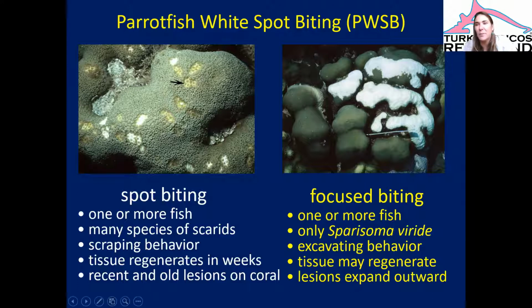Now this is, again, Andy's presentation. Focused biting is not something that I have observed quite as much here in the Turks and Caicos. If I had seen this coral, my first thought would be some form of disease. However, if I were able to get closer to this in the field, I would see the scraping of that coral rather than a perfectly denuded skeleton. So again, it's very important to look closely at the corals.